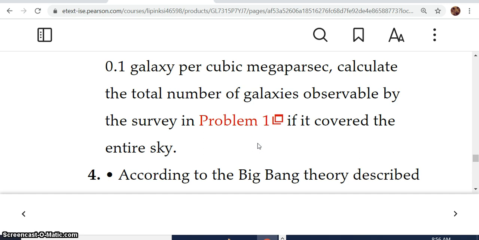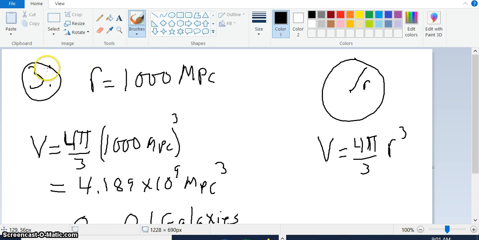All right, so again, the thing about problem 1 is you're looking at 1,000 megaparsecs. That's the key to that. So for this particular problem, from problem number 1, we have a radius. So let's look at this circle right here. We have a radius of 1,000 megaparsecs. The formula for the volume is 4 pi divided by 3 times the radius cubed. Sometimes it's in meters, sometimes kilometers; in this case, it's in megaparsecs. So 4 pi divided by 3 times 1,000 megaparsecs cubed gives us 4.189. We probably could have rounded that to 4.2 times 10 to the 9th megaparsecs cubed.